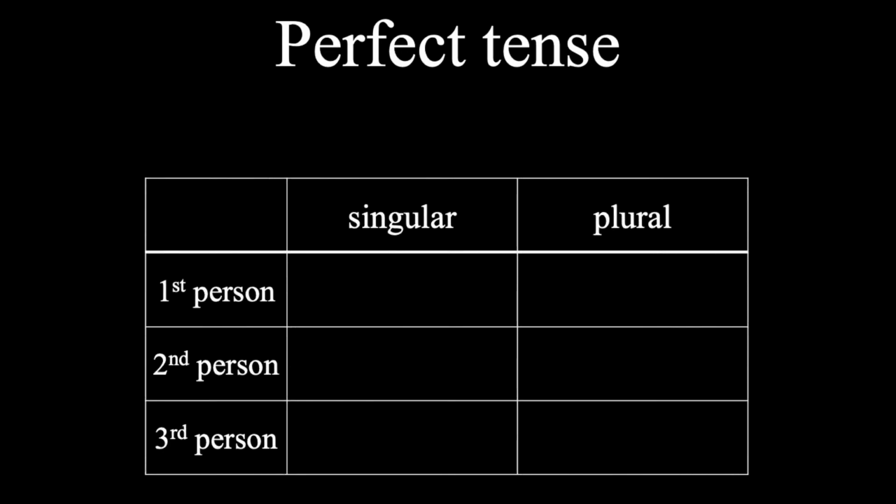Okay, let's look at the endings for this tense. The good news for this tense is that these endings are very easy to deal with. They are i, isti, it, imus, istis, and erunt.